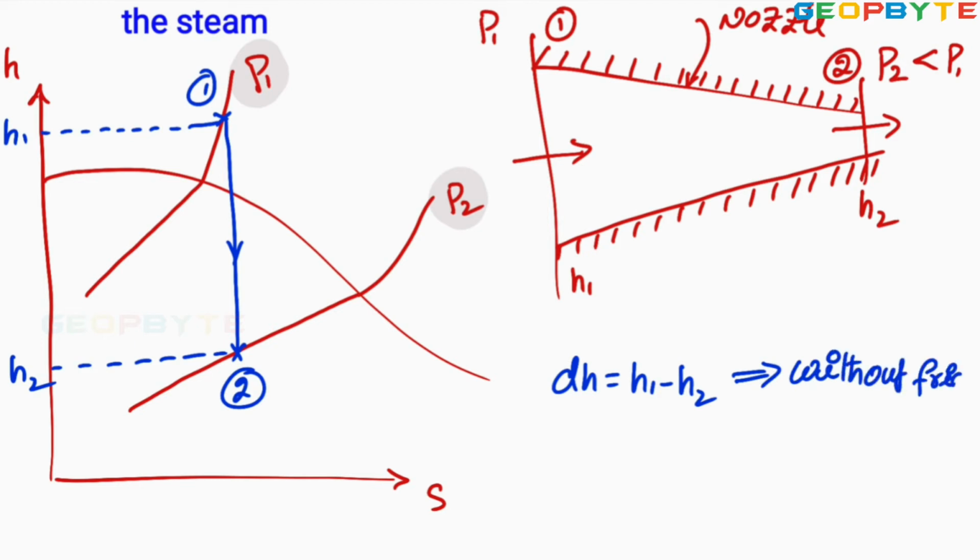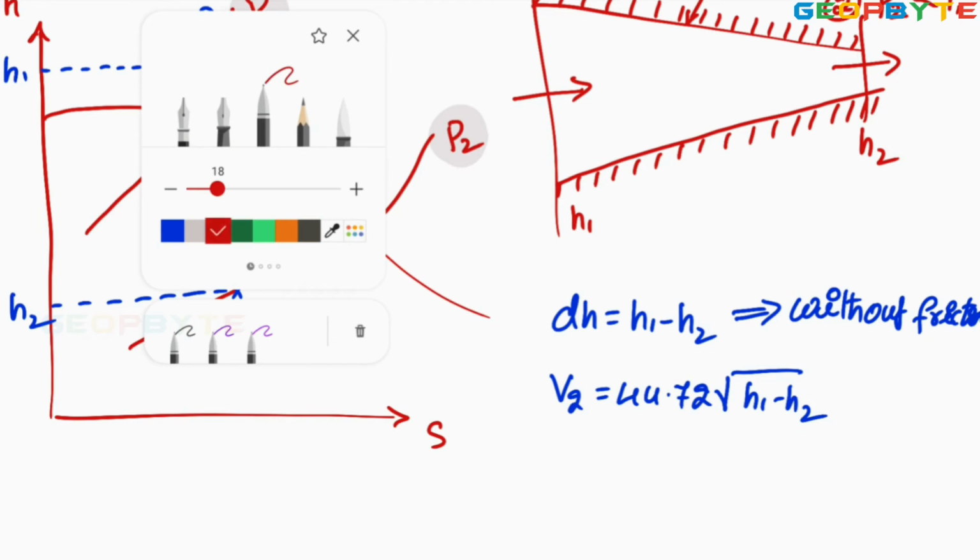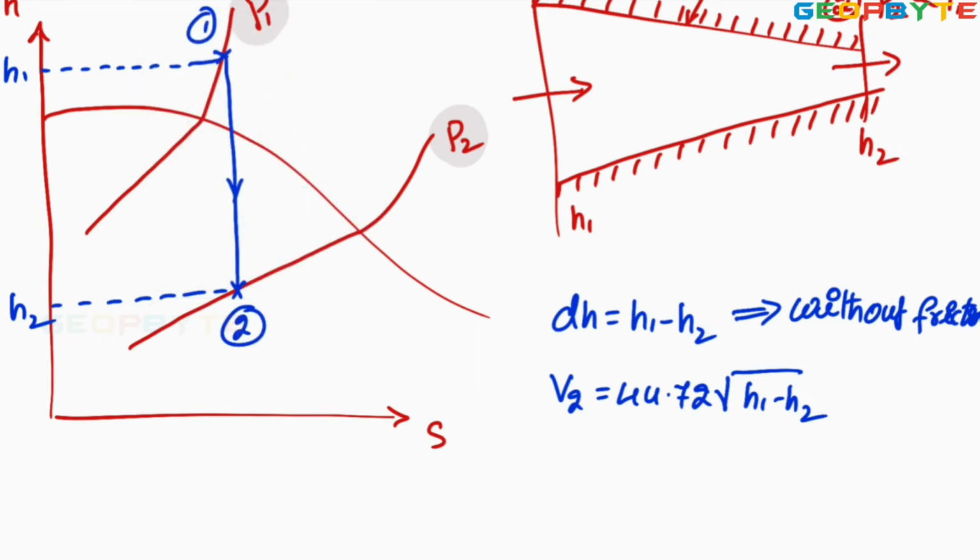Without the effect of friction, enthalpy is dropping from H1 to H2. Then exit velocity V2 equals 44.72 into root over H1 minus H2. But once we consider the effect of friction, the curve is deviated to 2 dash for the same pressure drop. Therefore, enthalpy is practically dropping from H1 to H2 dash only.